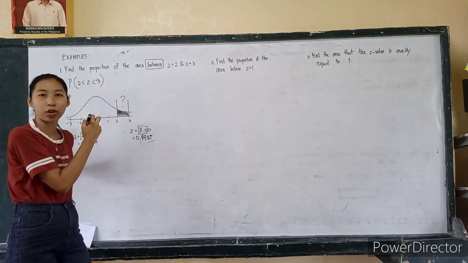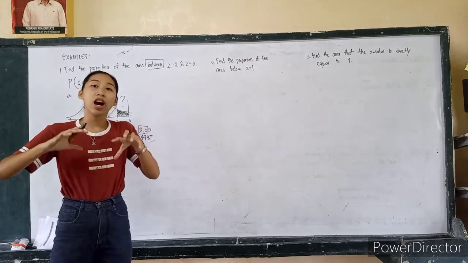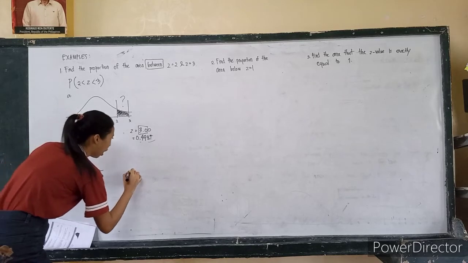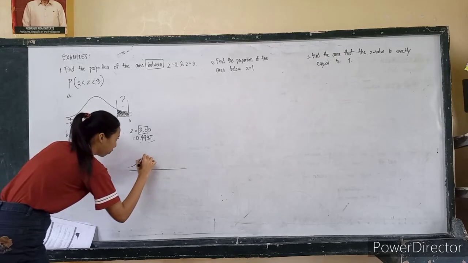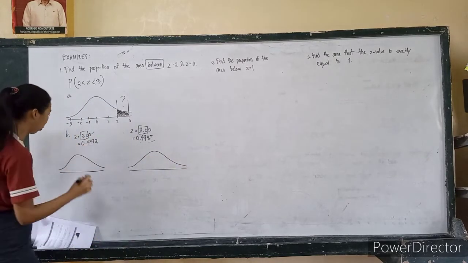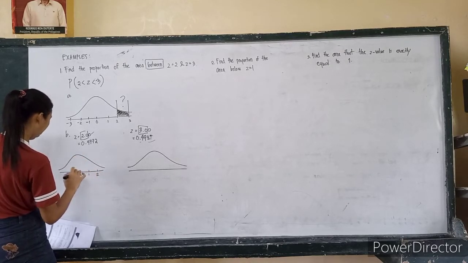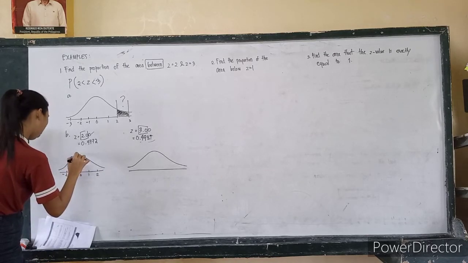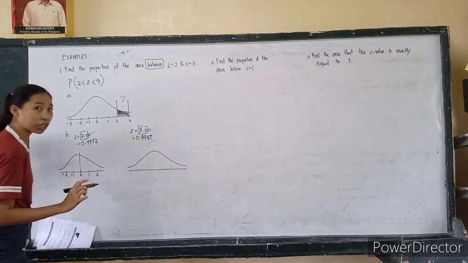I told you a while ago that your z-table values are actually the regions under your normal curve. So what we will do is I will show you the two normal curves. This is 0, 1, 2, and negative 1, negative 2. This is 0. This 0.4772 is the region.